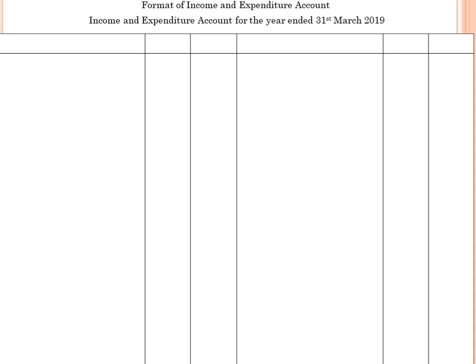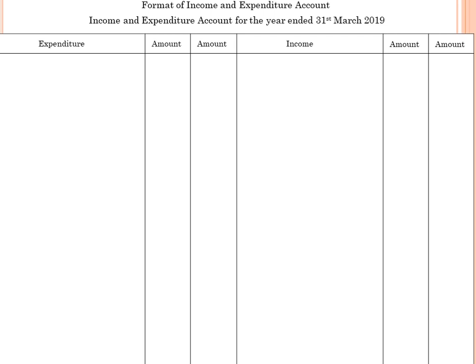Write down the heading: Income and Expenditure Account for the year ended 31st March 2019. And here also you divide into 6 columns. The first column expenditure, amount, income, amount. Dear students, listen carefully. There is a very big difference between receipts and payment and income and expenditure. In receipts and payment, cash receipts are recorded on the debit side and cash payments on the credit side. But in income and expenditure, expenditures are recorded on the debit side and incomes are recorded on the credit side.